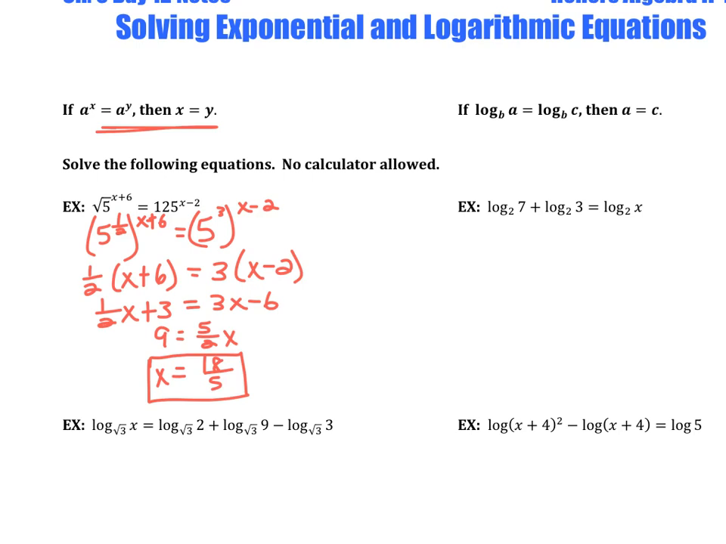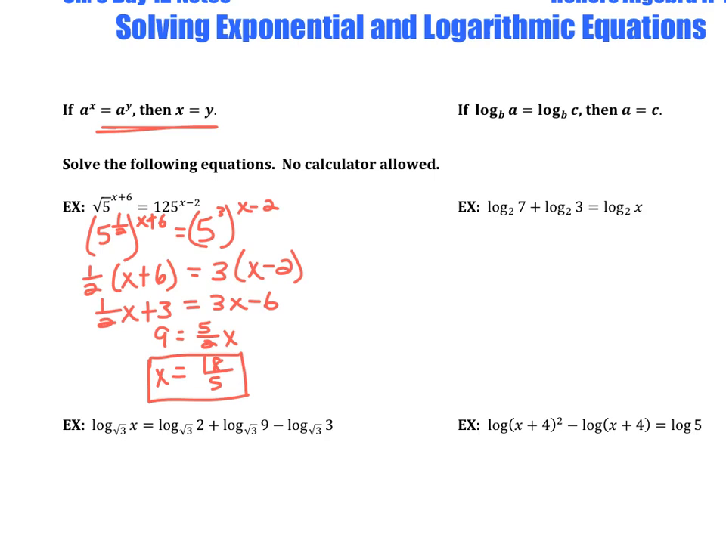All right, in the next example, I have log base 2 of 7 plus log base 2 of 3 is equal to log base 2 of x. So the first thing we want to do is we want to condense the left-hand side of that equation into one single log expression. And I can do that using the properties of logarithms that we've learned, because notice that both of these terms are log base 2.